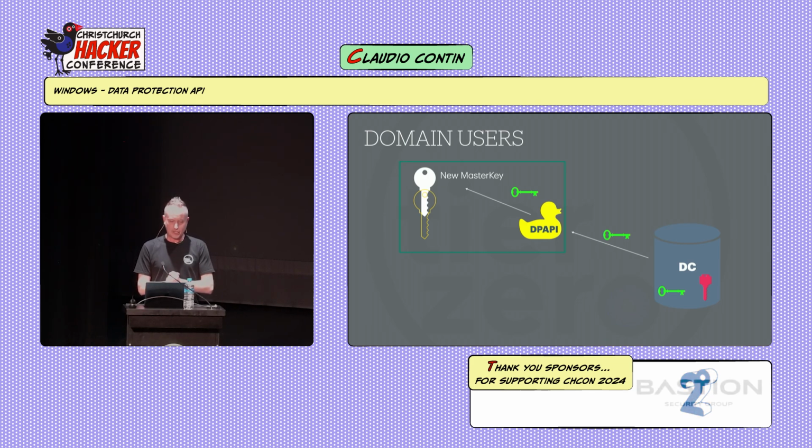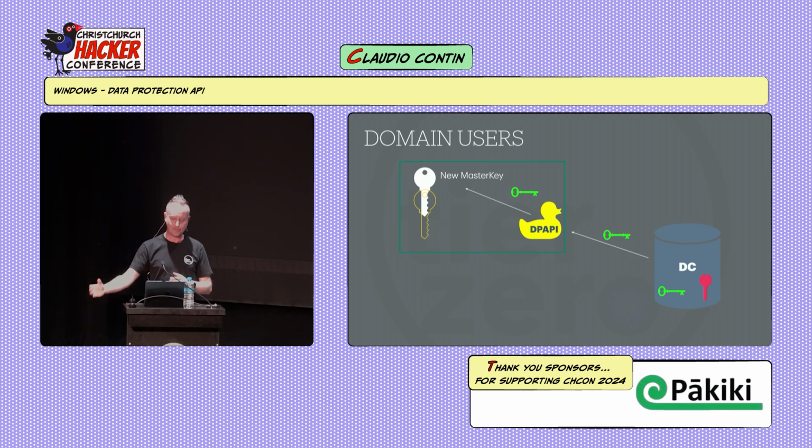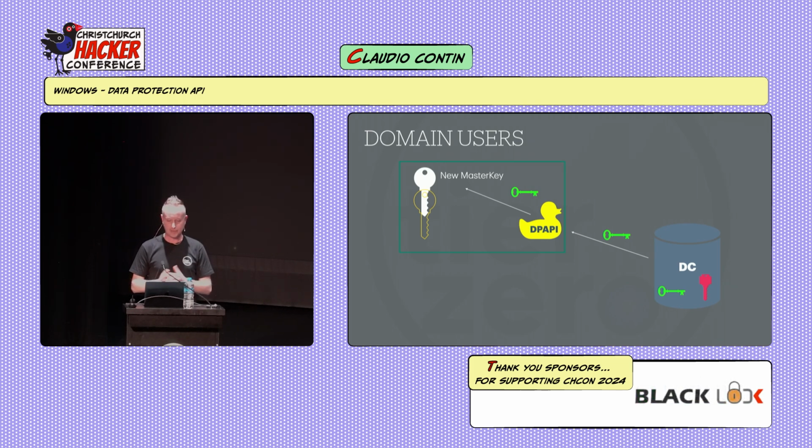So in the case of a domain user, what happens is when a new master key is generated on one of the hosts, the host itself will go and grab a public key from the domain controller. The first time the domain is set up, the domain controller will generate an RSA key pair, private and public key. The private key will be stored only on domain controllers, of course, and will stay there, whereas the public key will be sent to the various domain-joined hosts on the network.